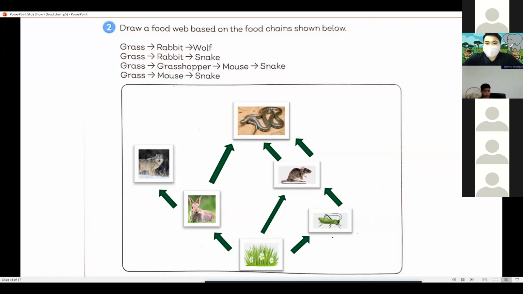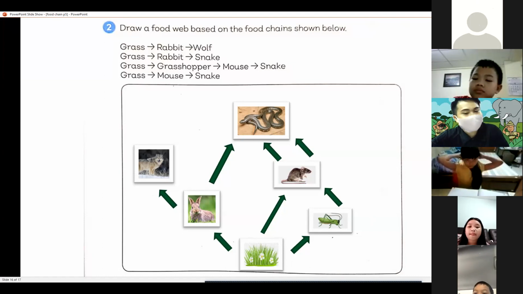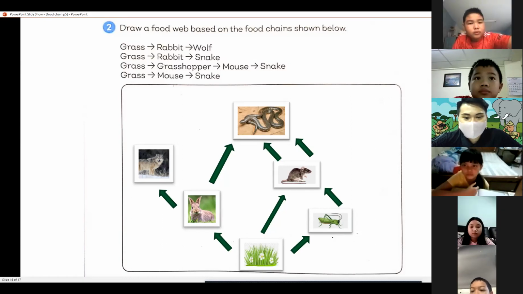If you are finished, please turn on your camera and then we will take a picture. Turn on your camera, please. Turn it on. Okay, turn it on. Very good.